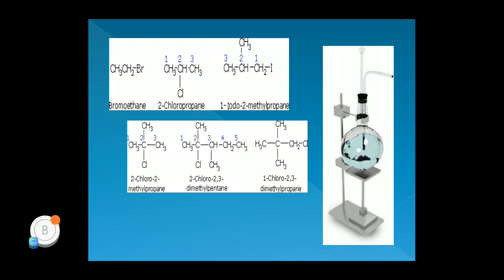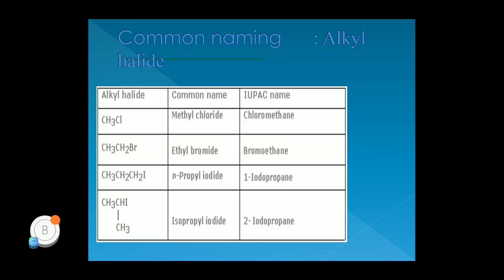So we will apply again: where the functional group comes first, we will start the numbering from there. So 2-chloro-2,3-dimethylpentane. Next is 1-chloro-2,2-dimethylpropane. In 1-chloro, the first position is occupied by chlorine, and 2,2-dimethyl. Coming to alkyl halides, we have different alkyl halides.